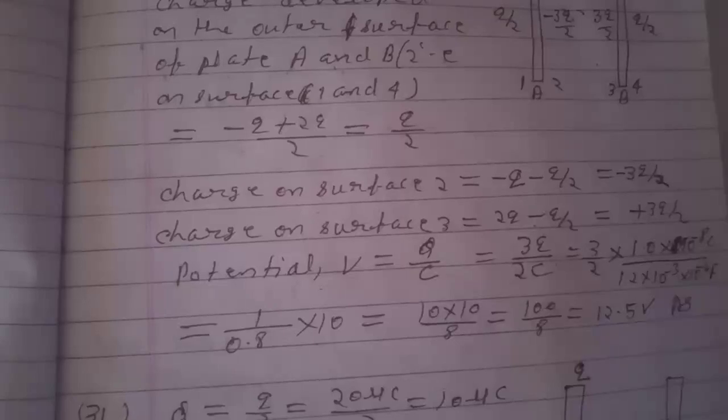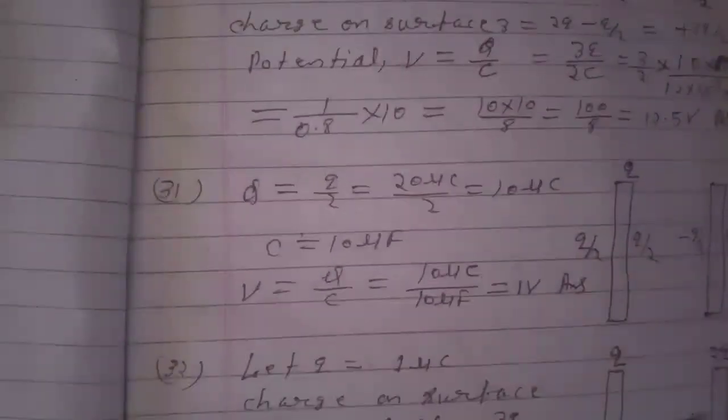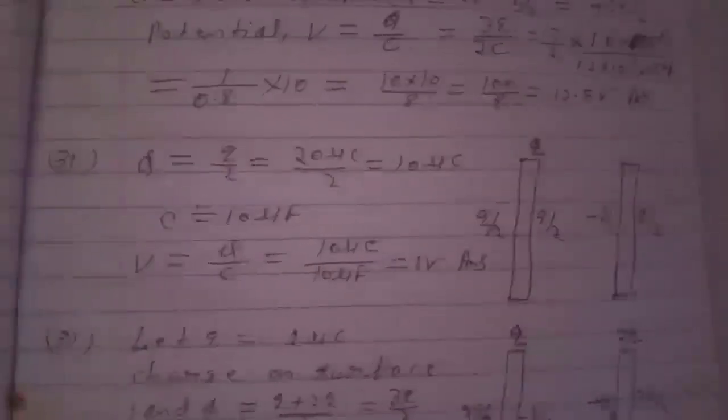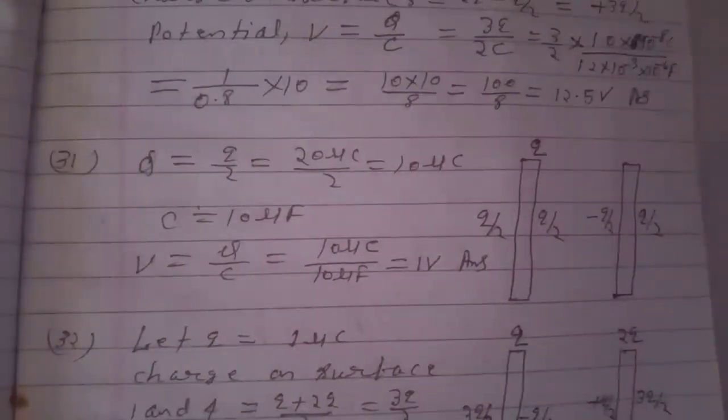31. A charge of 20 microcoulomb is placed on the positive plate of an isolated parallel plate capacitor of capacitance 10 microfarad. Calculate the potential difference developed between the plates. Here it is shown.